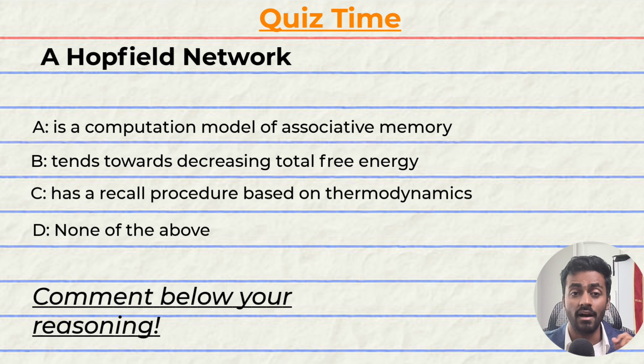Quiz time. Have you been paying attention? Let's quiz you to find out. A Hopfield network, A, is a computation model of associative memory. B, tends towards decreasing total free energy. C, has a recall procedure based on thermodynamics. Or D, none of the above. Note that multiple options here may be correct, and I'll give you a few seconds to answer this question.